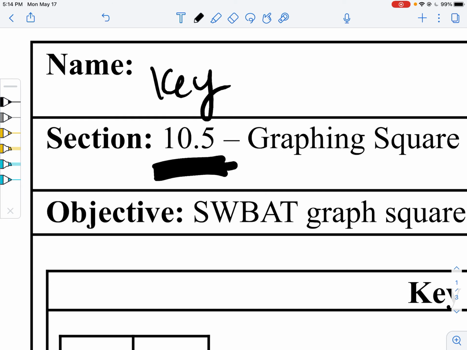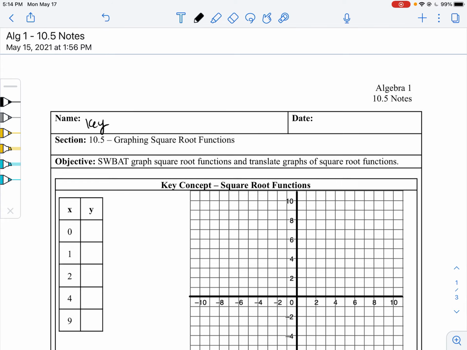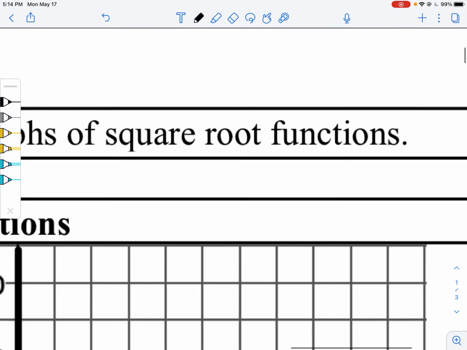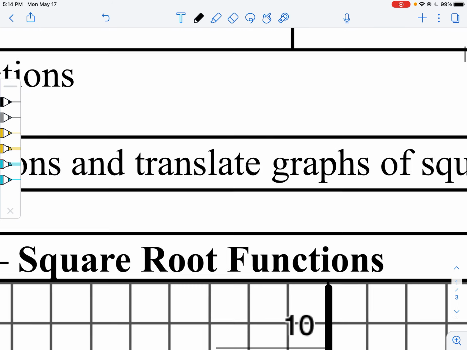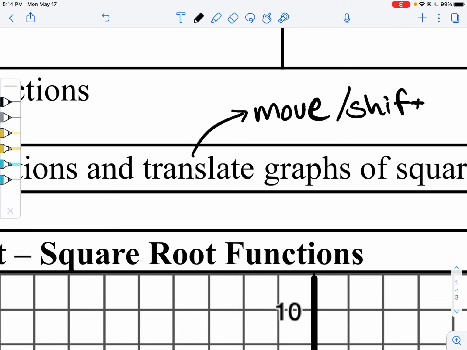We're on 10.5, graphing square root functions! By the end of the day, you'll be able to graph square root functions and translate them. Not translate as in Spanish. Translate means move, or like you shift the graph over.